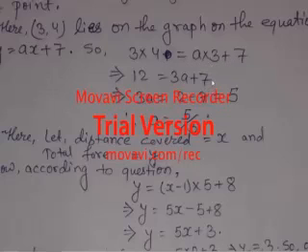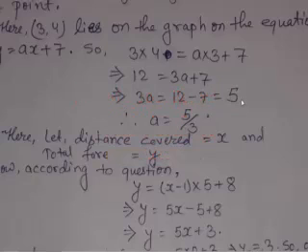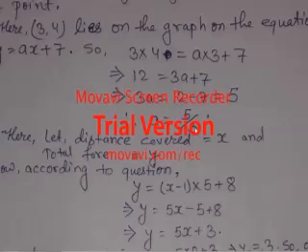Okay, so now this 7 comes to this side, then it becomes 3a = 12 minus 7, that is 5, and a = 5 by 3. Why did I write 5 by 3? Because this 3 is in multiplication. When it goes to the other side, it will divide. So the value of a that we got is 5 by 3.